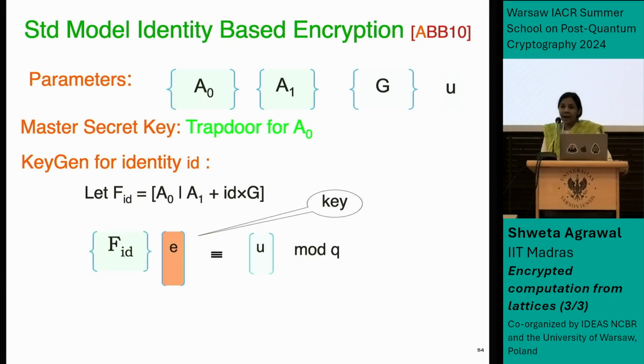And now the key, as usual, needs to be this short E such that FID times E is congruent to U mod Q. So how should I sample this? Any thoughts? So far what we've seen is a way to sample a short vector given a trapdoor for the whole matrix. If I had a trapdoor for FID, I would be in good shape. But I don't have a trapdoor for the whole of FID, I only have a trapdoor for A0. What should I do?